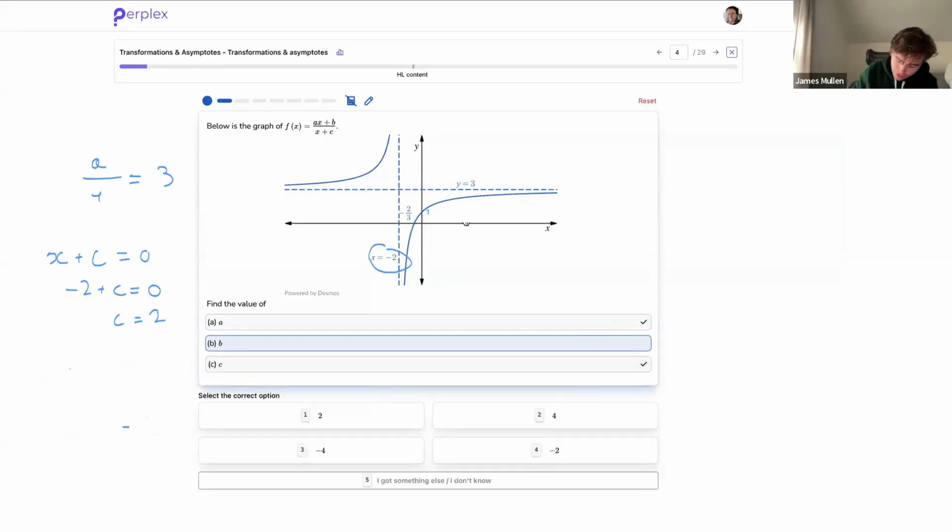And then for b, the graph is giving us the x-intercept. I have an x-intercept at minus 2 over 3, which means if I plug in x equals negative 2 over 3, I should get 0 for f of x. So f of negative 2 over 3 is equal to 0. What does that look like? Well, if something divided by something is 0, it's because the numerator is 0. So a times minus 2 over 3 plus b is equal to 0. Because I found that a was equal to 3, negative 2 plus b is equal to 0. And if negative 2 plus b is equal to 0, then b is equal to 2.